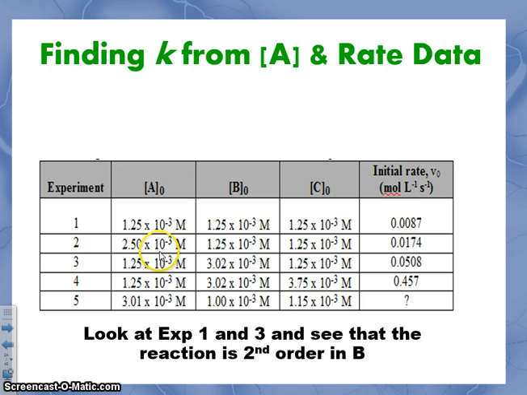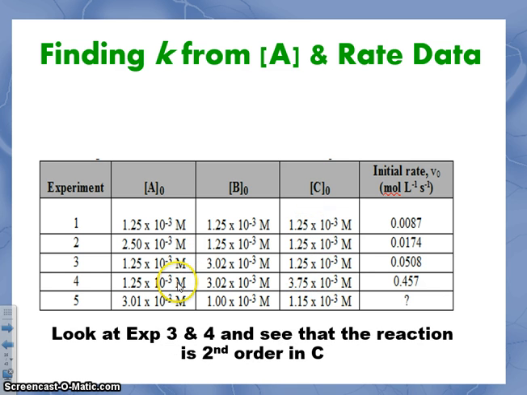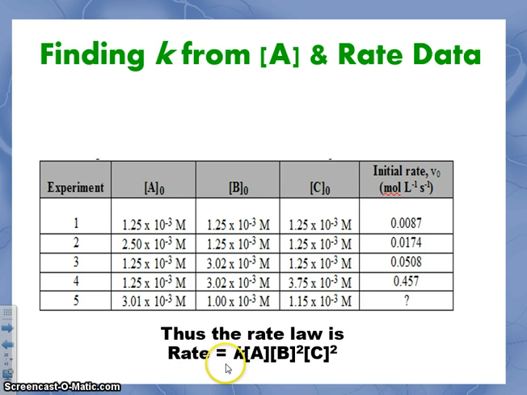Now if we look at experiment 1 and 3, keeping the A constant, we see that it's second order in B because this is doubling and this is going up 4 times while C is being held constant. Looking at experiment 3 and 4, we see that this is a second order reaction in C because this is doubling, this is tripling, and this is going up by 9 times. So the rate law is, the rate is K times the concentration of A, B squared, and C squared.